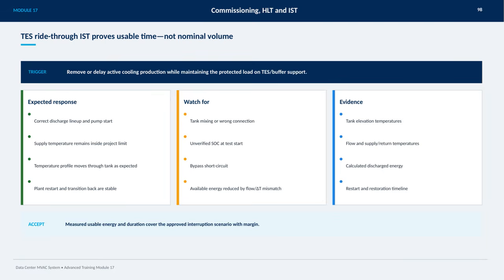There are several things to watch out for. Tank mixing or incorrect connections can cause issues.